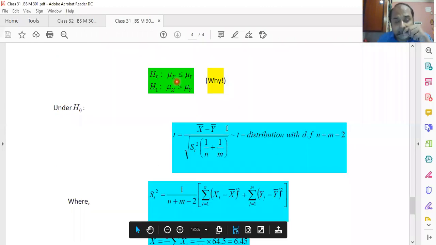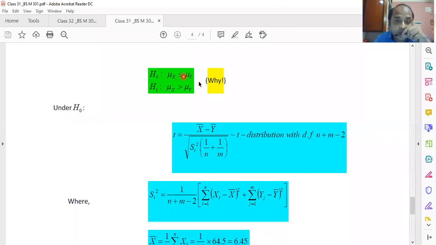My point is not that. My point is, why did I write less than or equal to mu y? Why didn't I write mu x equal to mu y? If I write mu x equal to mu y, will there be any change in drawing the conclusion of the problem? The answer is no. You could have written mu x equals mu y.